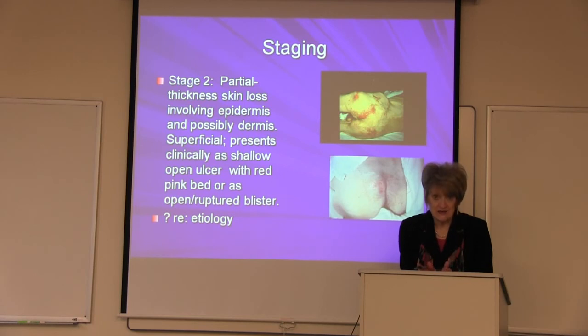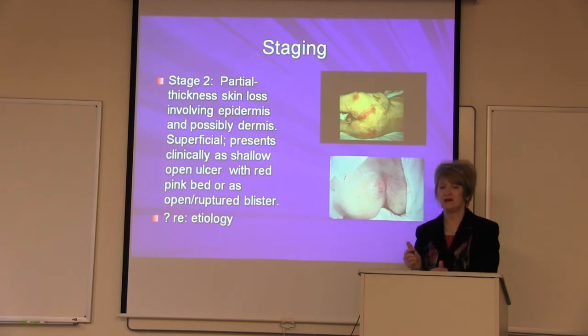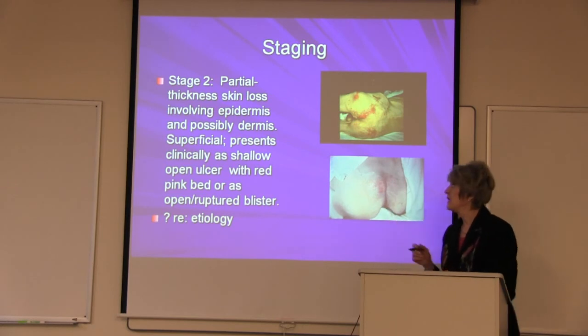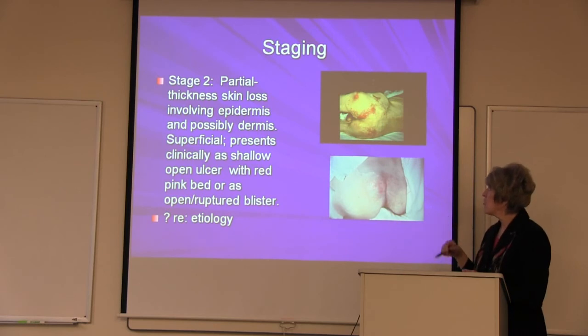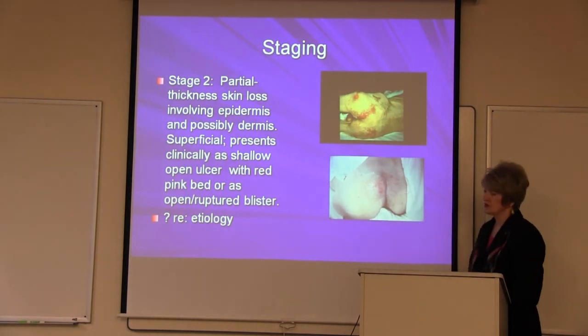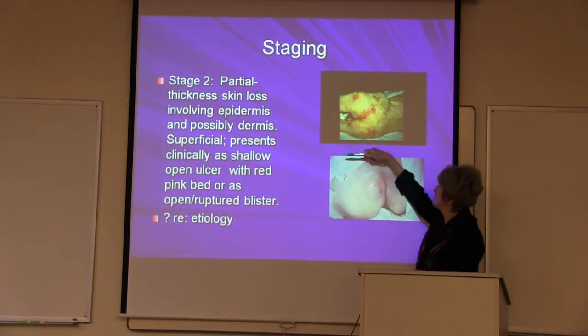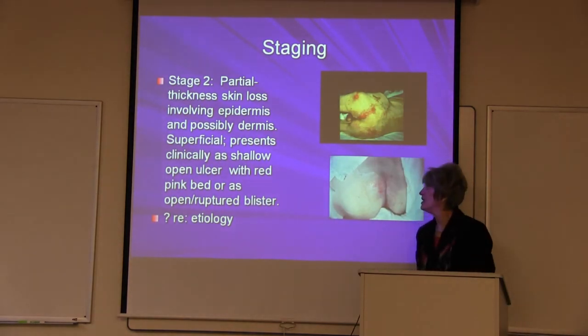On the staging system as it exists at this point in time, stage 2 lesions are defined as partial thickness skin loss. You're going to have a superficial lesion. It's going to present with viable tissue in the wound bed, so you either have a red-pink wound bed or an open or ruptured blister. So both of these would be classified as stage 2s, but I can tell you this was not a pressure ulcer. This was caused by friction and moisture. This was not a pressure ulcer.